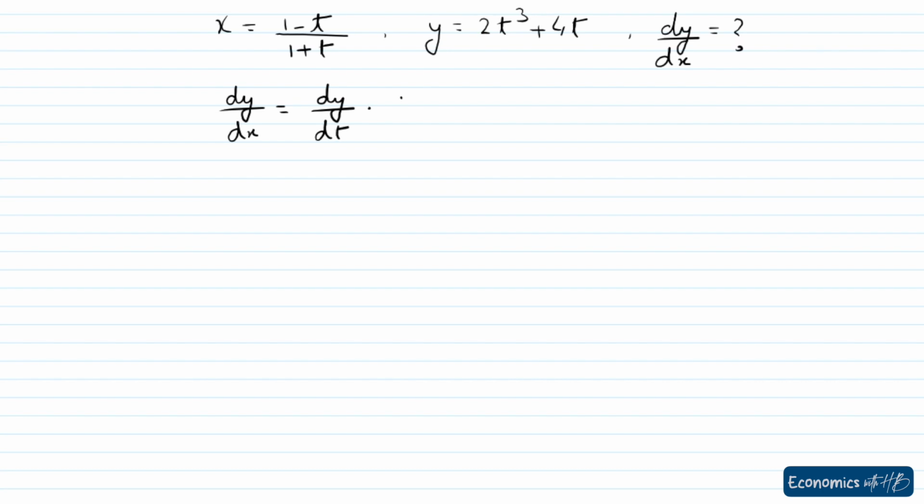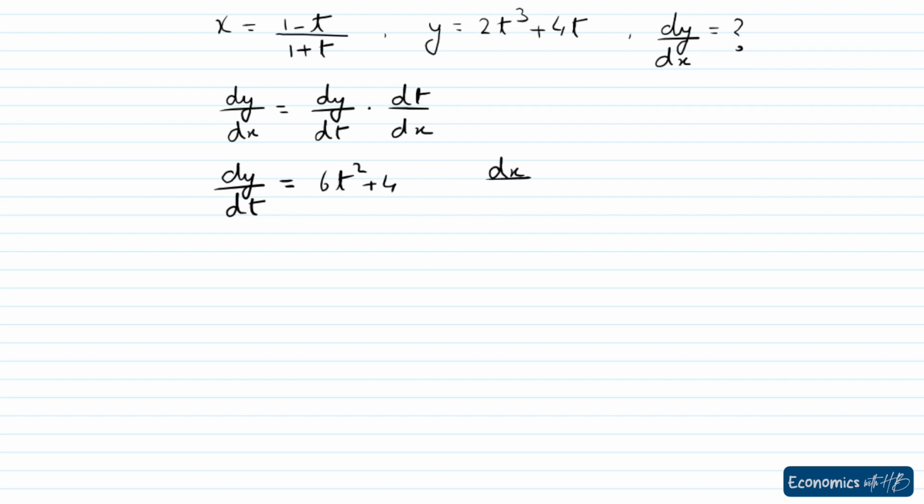If x is equal to 1 minus t by 1 plus t and y is equal to 2t cube plus 4t, can you find dy by dx? Okay, so dy by dx, using the rule, is dy by dt into dt by dx. So first let's find dy by dt. dy by dt is equal to 6t square plus 4.